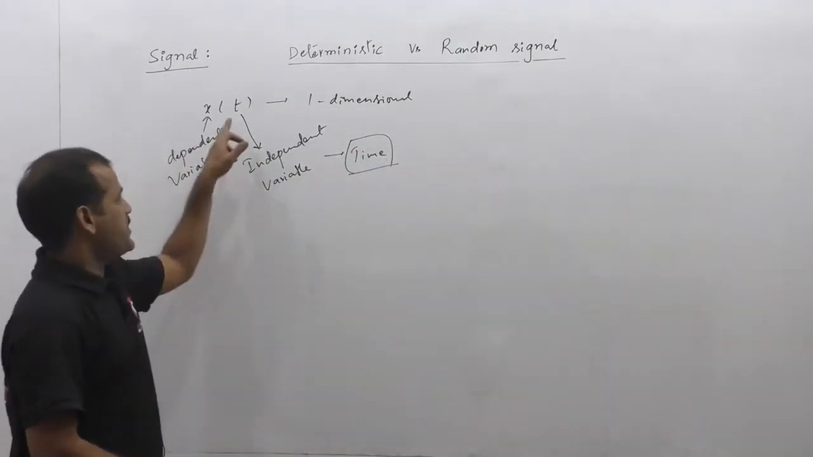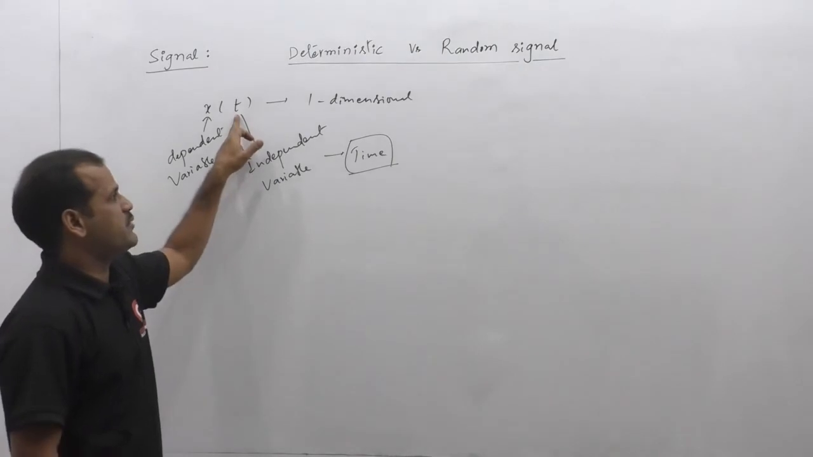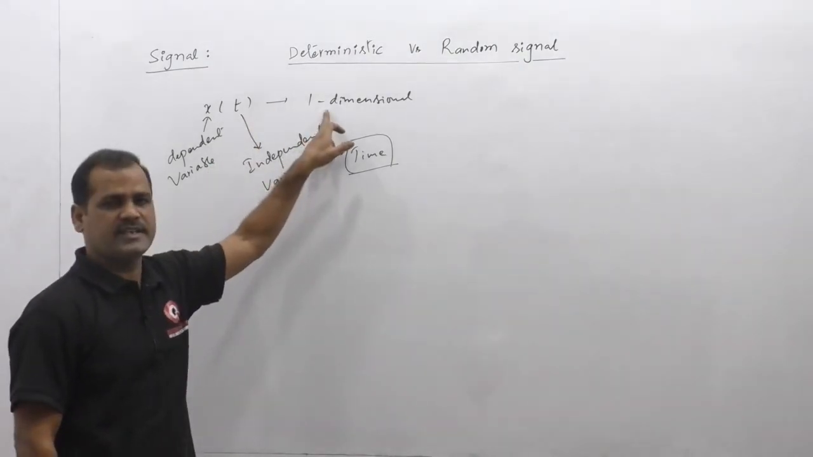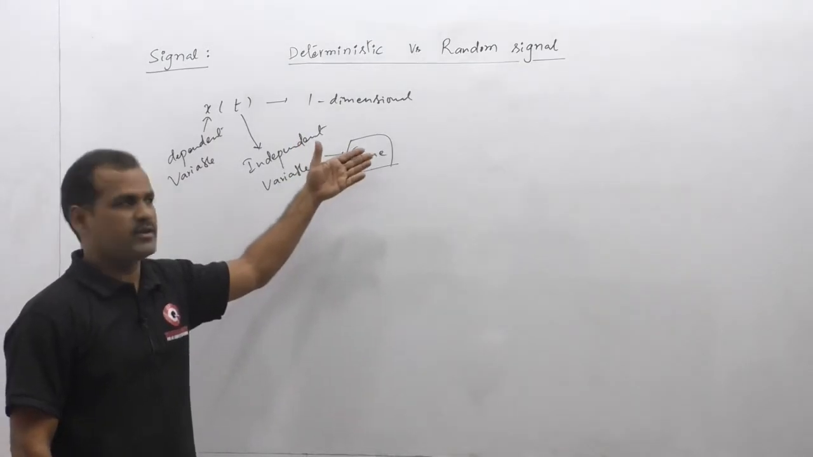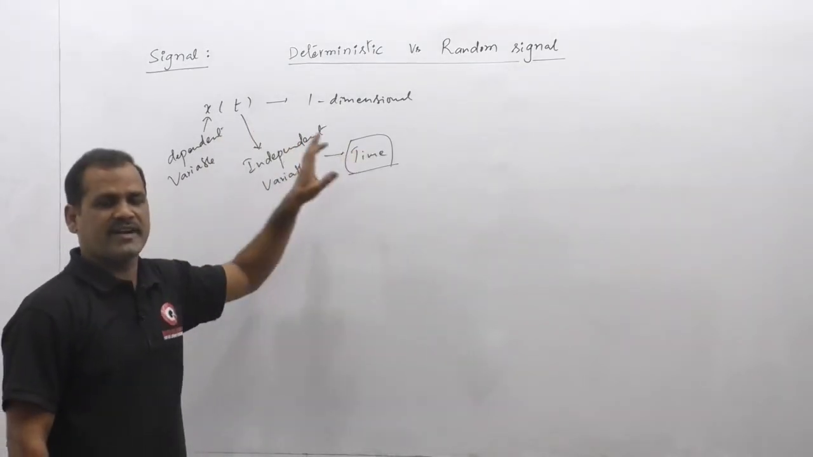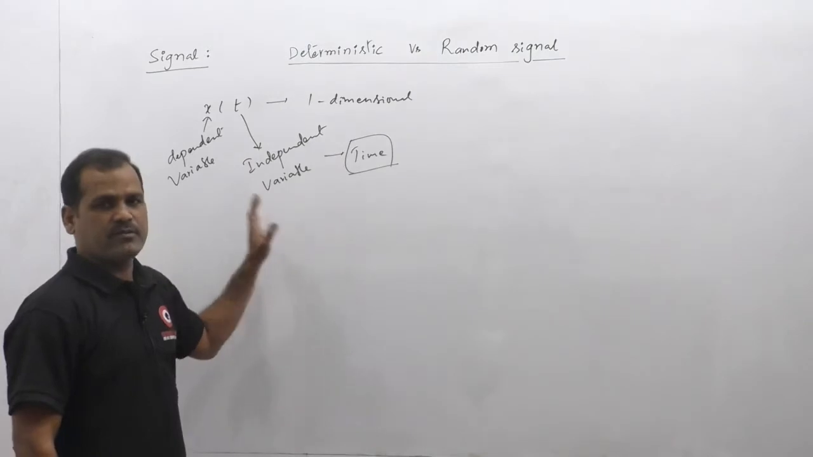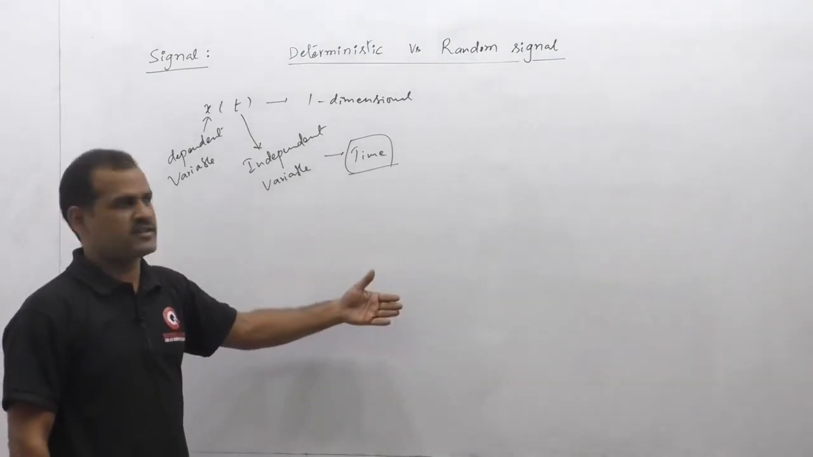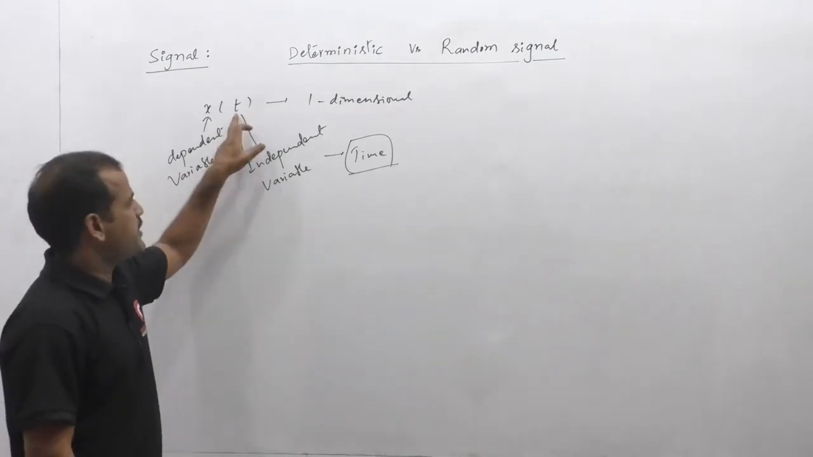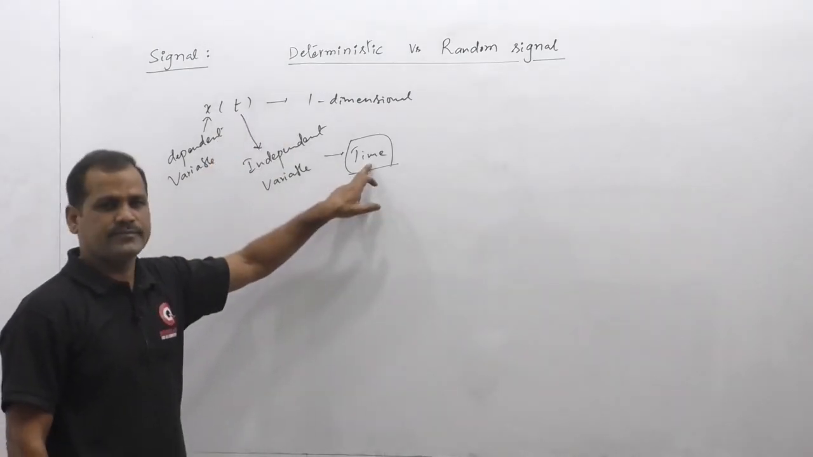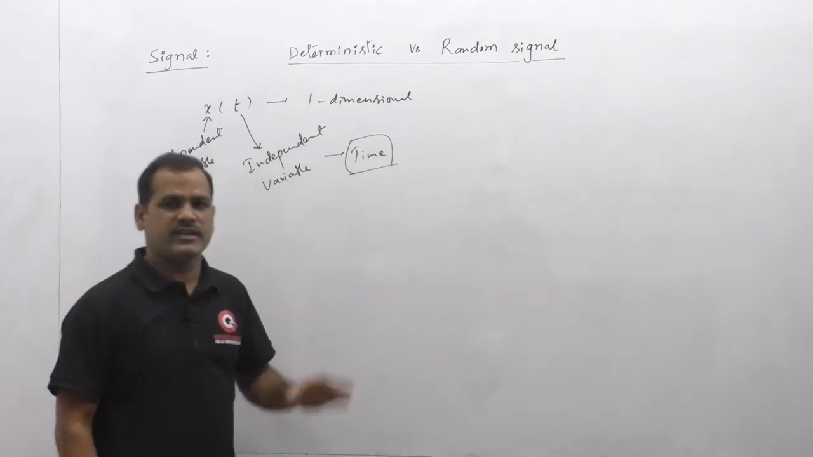Only one independent variable we are considering, so this signal is taken as a one dimensional signal. If two variables are there, we can take it as a two dimensional signal. If n variables are there, we can take it as an n dimensional signal. But in this course, we are taking one dimensional signals. That independent variable we are considering is time. This is the basic definition of a signal.